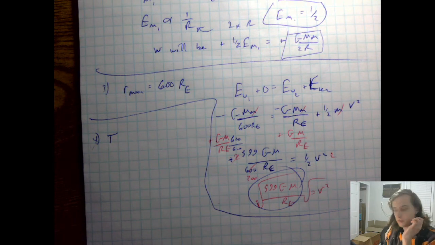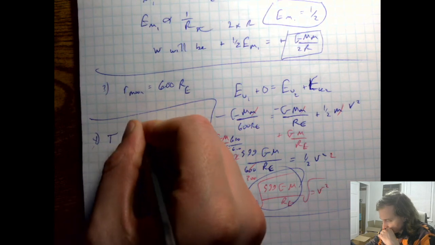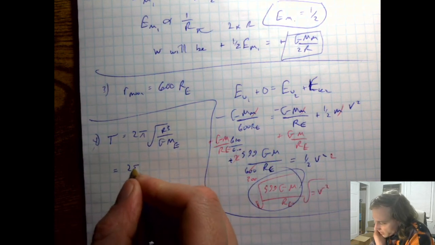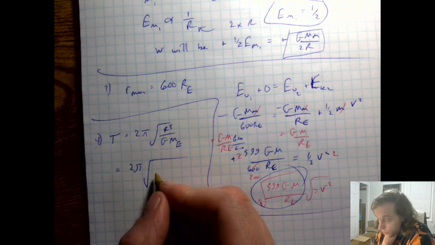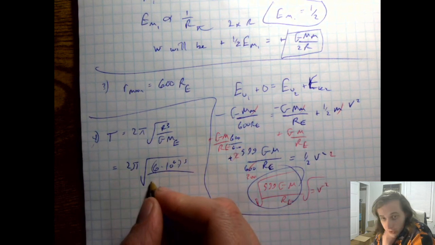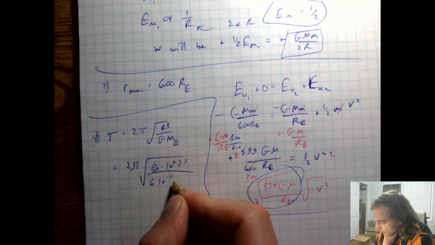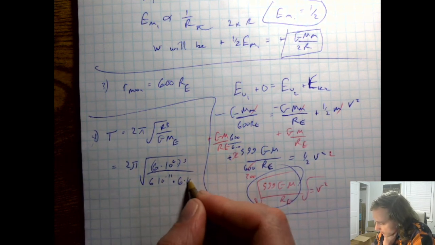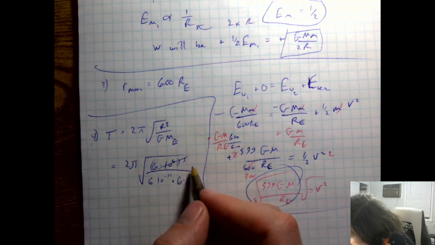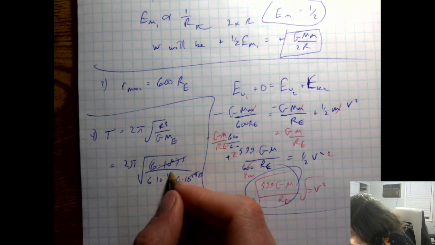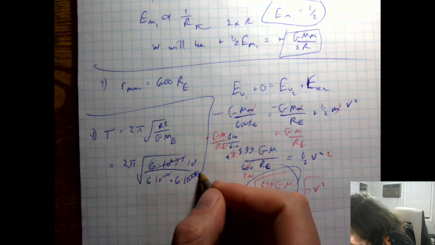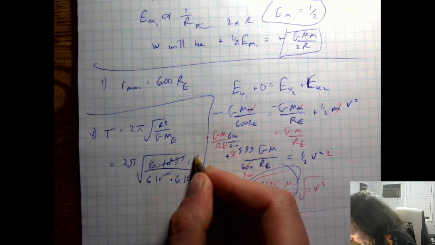So, looking at our values from the problem, we've got 2 pi times the square root of our radius of the Earth, which is 6 times 10 to the 6th, cubed, divided by G, which is 6 times 10 to the negative 11th, times 6 times 10 to the 24th kilos for our mass. 10 to the third is going to get us 8 on the bottom, which is going to give us 10 to the third on the top, because... 6. So 10 to the fifth on the top.